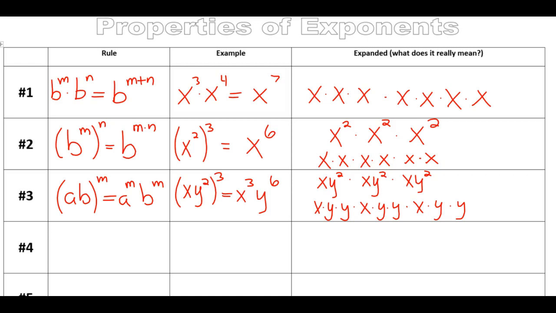Okay, the next one, we have a base to a power over the same base to a power. B to the m over b to the n. And the example I'm going to give you is x to the 7th over x to the 4th.